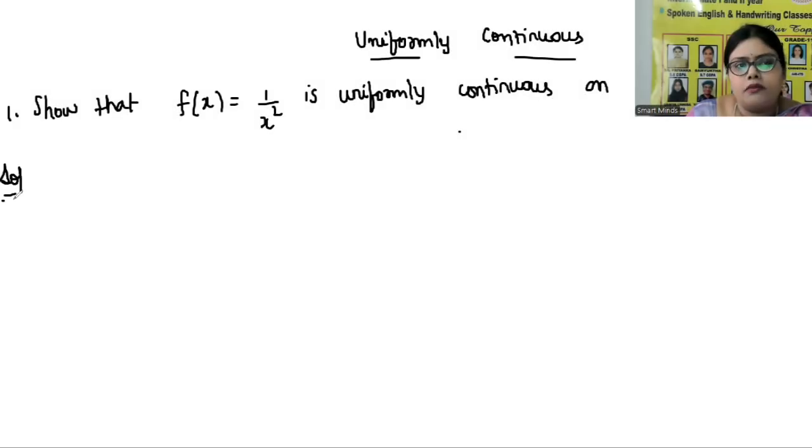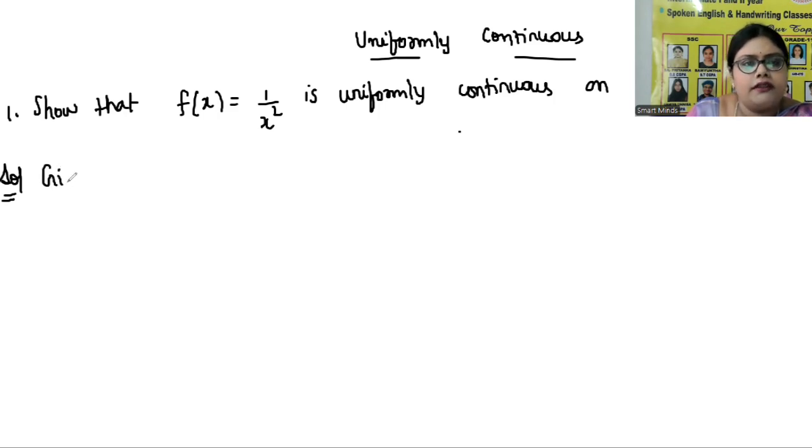Let us cover some more questions on uniformly continuous functions. So take the first question. Show that f of x is equal to 1 by x square is uniformly continuous on [a, infinity), where a is closed and infinity is open, and where a is greater than 0. That means a is positive.